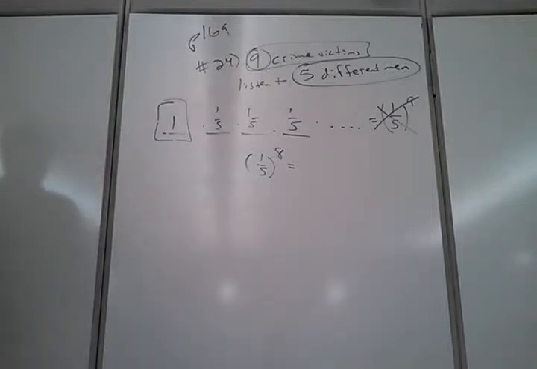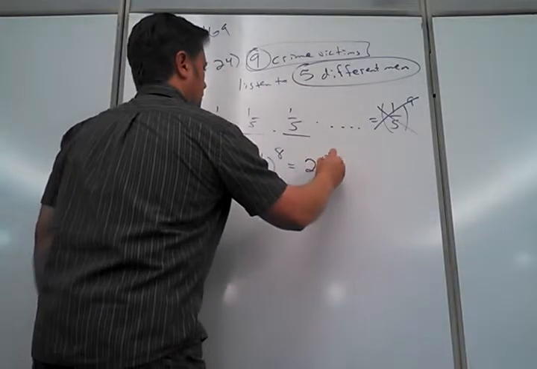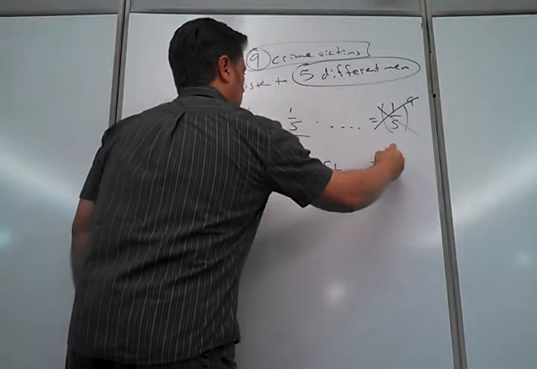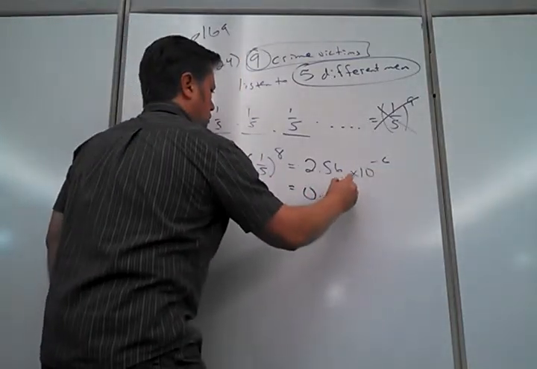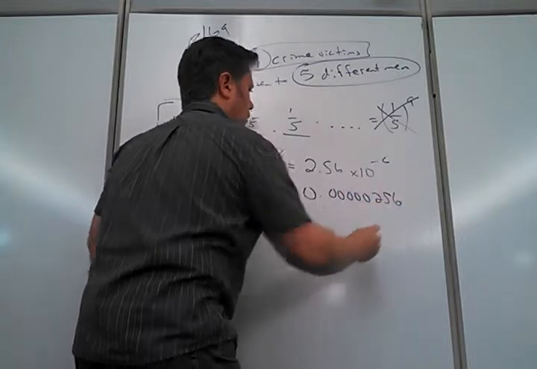Somebody help me out. It's going to be like stupid small. Your calculator might start to smoke. Sure, go ahead. 2.56. Be careful. To the negative 6. All right. 2.56 times 10 to the negative 6. So that'd be 1, 2, 3, 4, 5.